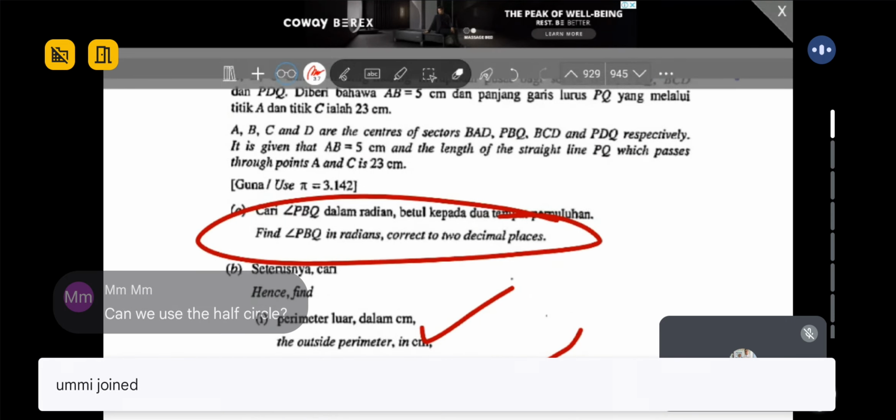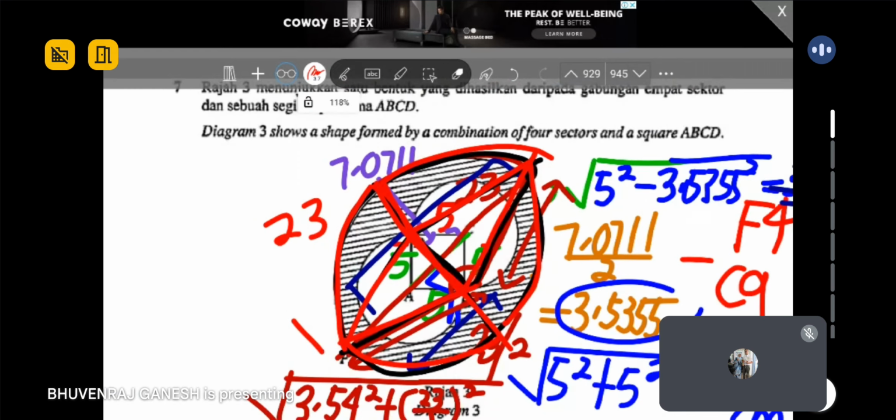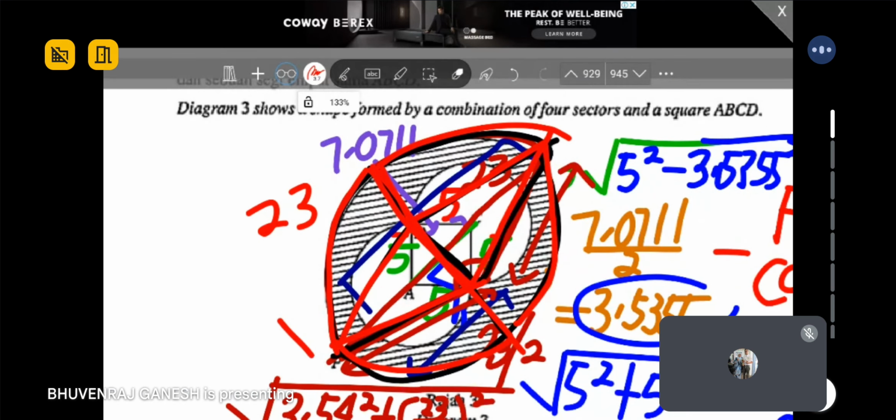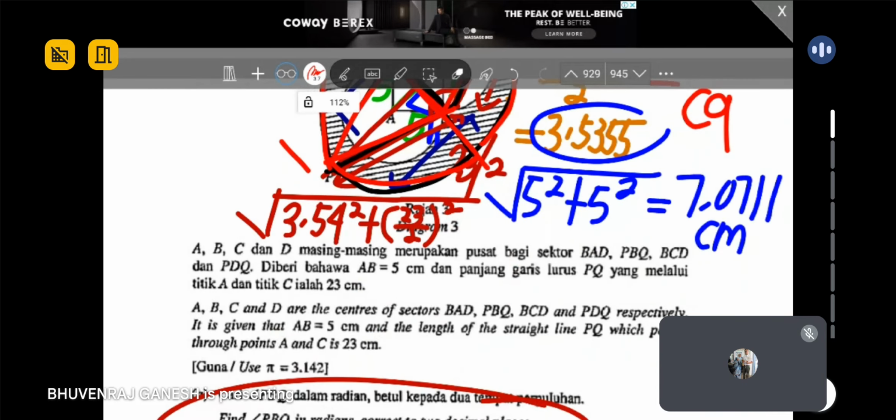So part 2. They ask you to use the area of the shaded region. Half circle. Half circle, what do you want to do with the half circle? May I know? Okay, so guys, we go to part B2 first.